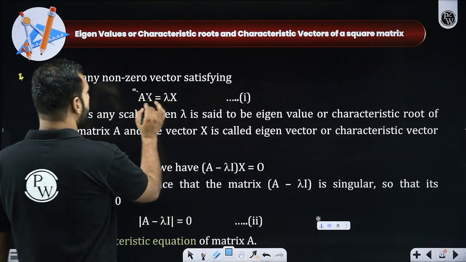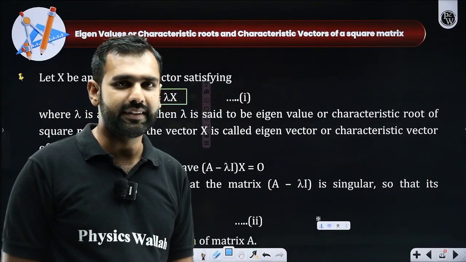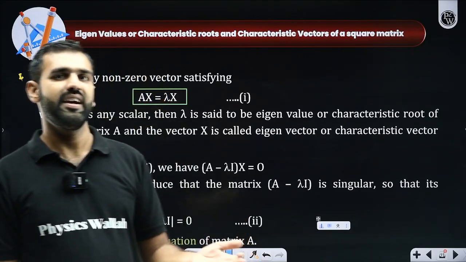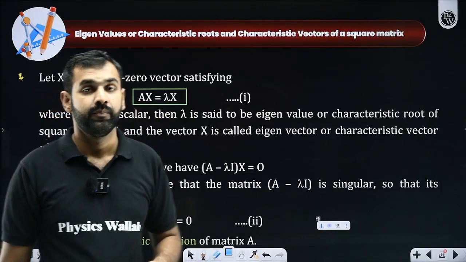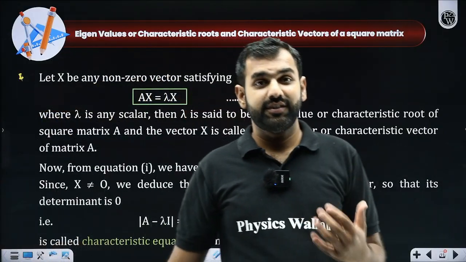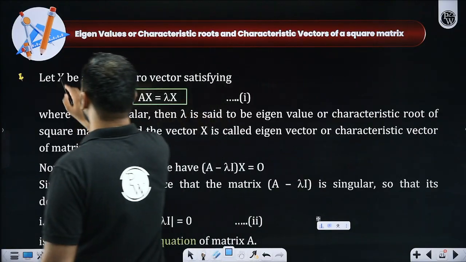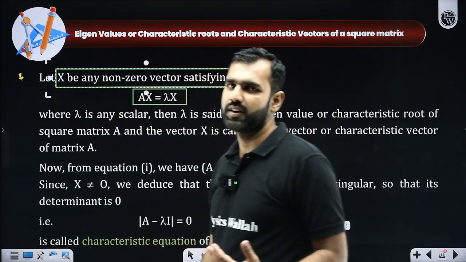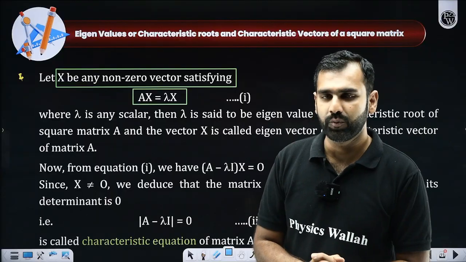We know that for any matrix A, there exists a non-zero matrix X such that AX equals lambda X. This is what was suggested by Cayley-Hamilton. What did they say? I repeat, there is always a non-zero matrix X. Matrices are treated as vectors as well, so don't get confused by the language. Just pay attention to what I'm going to say next.